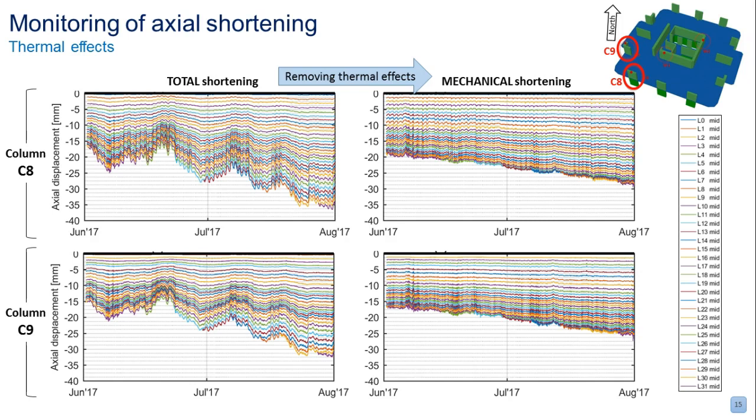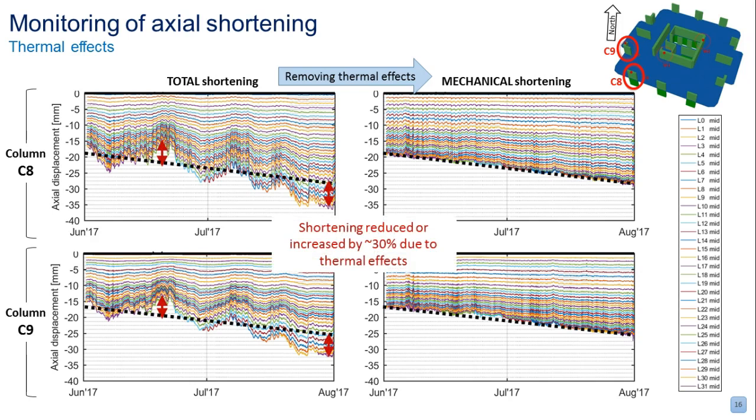The problem here is that the designers would have predicted this, because the thermal effects are not taken into account during those predictions. But what's really happening is that, if we compare the two, say for one of the periods where there were high temperatures, we can see that the shortening was reduced or increased, depending on whether it's high or low temperature, by as much as 30% due to thermal effects. And this was one of the big surprises that came out of this monitoring.